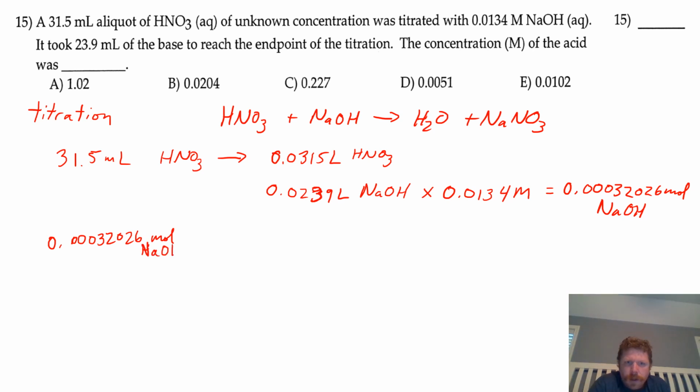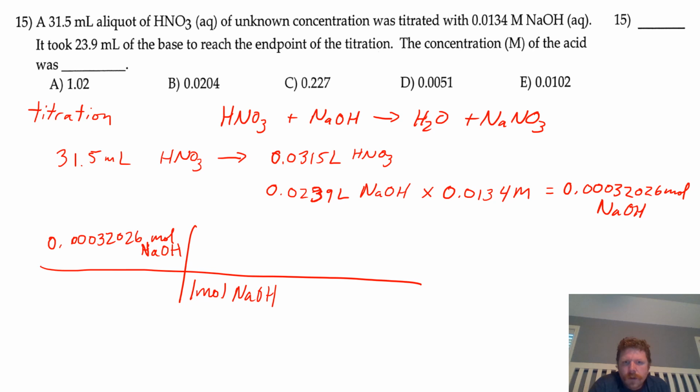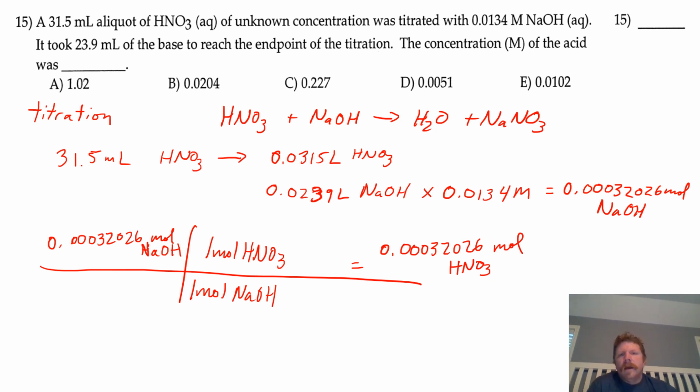So we could set that up in dimensional analysis: 0.0003226 moles of NaOH, draw a line. Here's our 1 mole of NaOH, which will be neutralized by 1 mole of HNO3. And I come up with 0.0003226 moles of HNO3. Now you need to take that in order to get a concentration. That's the number of moles, and our volume is 0.0315 liters. So we divide our moles by our volume.